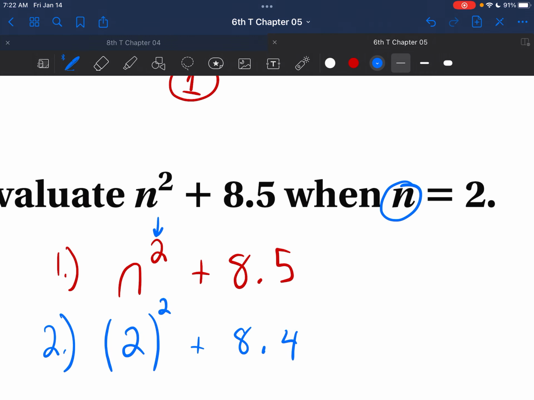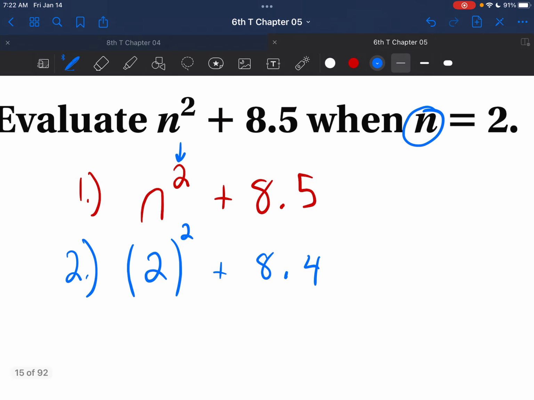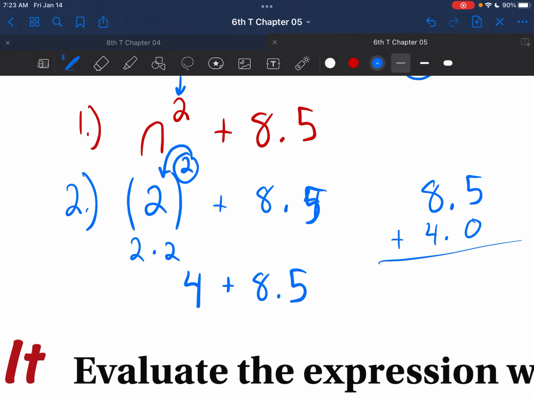Plus 8.5. All right. Now, again, remember, this is not 2 times 2. It actually means I have 2 of these. So lucky for us, it's actually 2 times 2, which gives you 4. And then bring down the rest of it, plus 8.5. All right, now let's just add it. How do we add decimals again? You have to line up the decimals. So you have 8.5 plus 4, right? So let's add it up. 5 plus 0 is 5, and 8 plus 4 is 12. Drop your decimal, and our answer for this problem is 12.5.